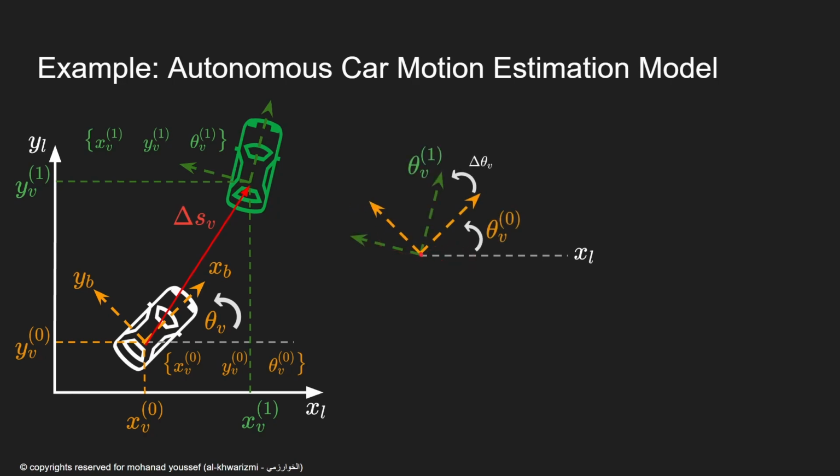To derive the equation, let's say that first we align the two axes of the body coordinates on each other, and then come up with the equation for the update of the orientation. As you see, the new orientation here will be the old orientation plus the delta theta, the change in orientation. So it will look like this. That's a very simple one.